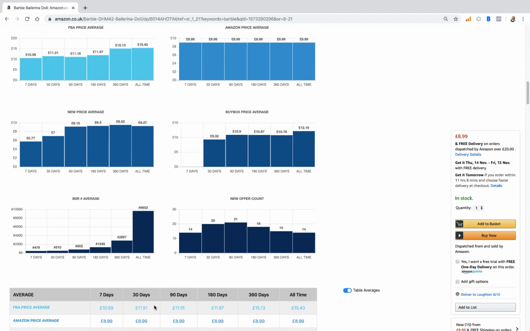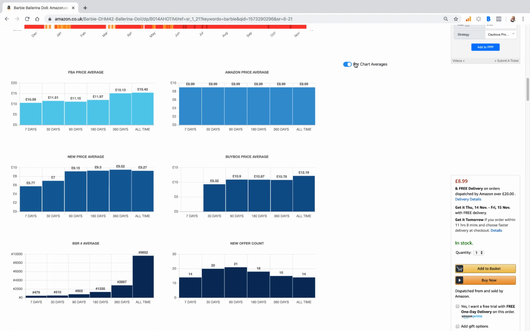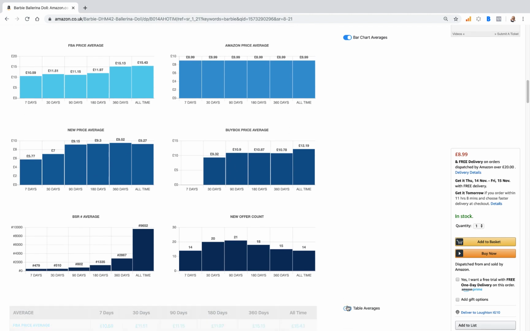You can switch it on with these. You can toggle them on and off. So if you prefer to look at this, you can just toggle this off. And if you prefer to look at this one, then you can just toggle these ones off. So you can do whatever one works for you and however you like to view data.